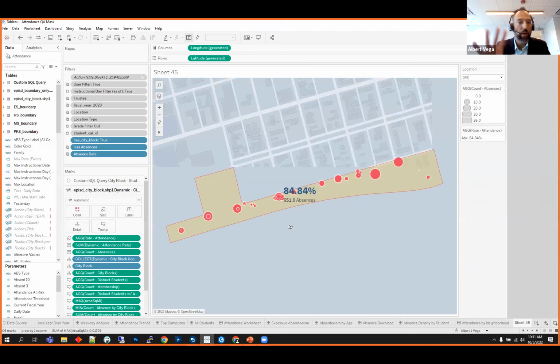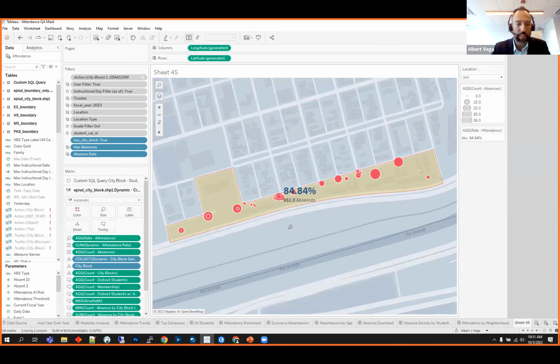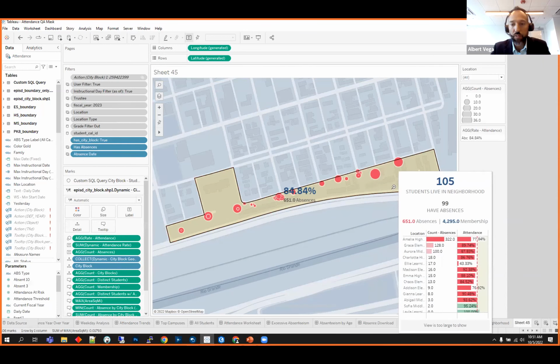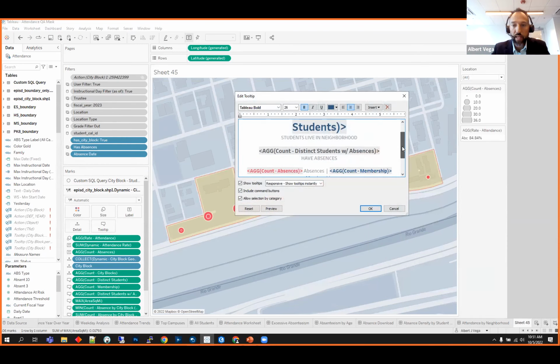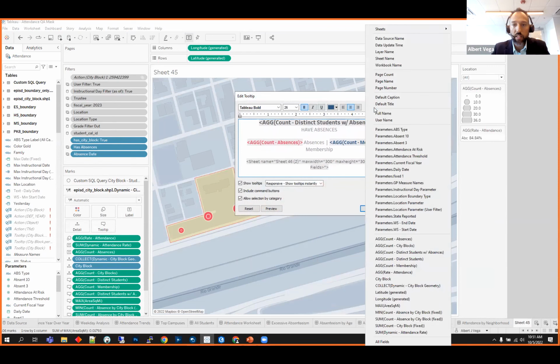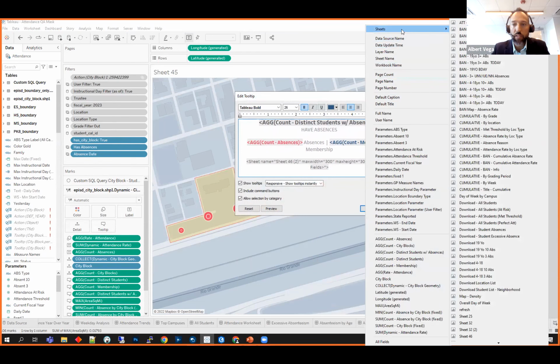And obviously all you have to really do is develop a sheet that has the bar charts in it, displaying the information that you need. Leave it in aggregate. You don't really have to put any filters in there unless you're only showing something specific. In this case, all we did was develop a bar chart that shows the count of absences and the attendance rate by campus. So we developed that sheet first. And then all we do is go into the tooltip and click on insert. Up here at the top where it says sheets, we select the sheet that we just created.